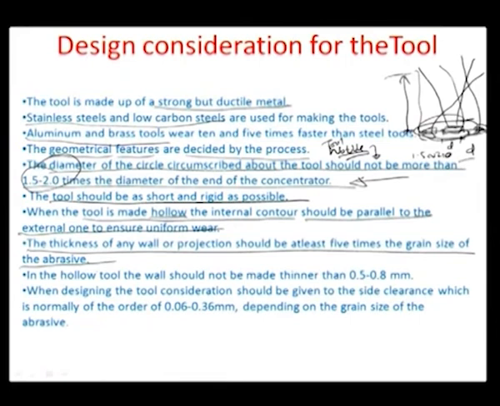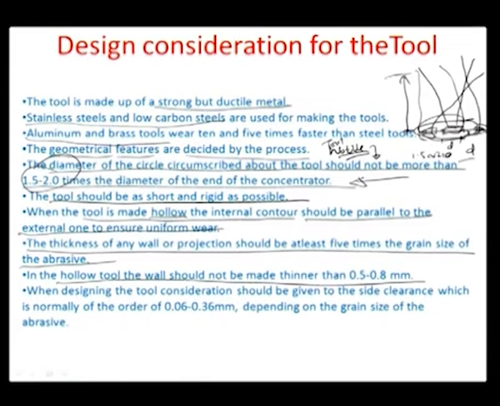In the case of hollow tools, the wall should not be made thinner than about 500 to 800 microns, because after that there is a tendency of the grains to start playing around with the shell of the tool surface, and some of the grains get reflected away and then go into the concentrator. So it is really not a wise idea for the concentrator material to be thinner than 500 or 800 microns.